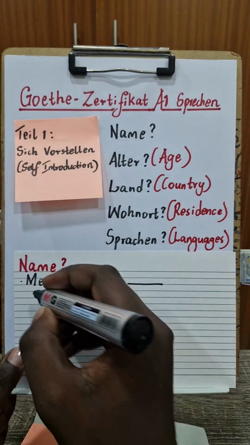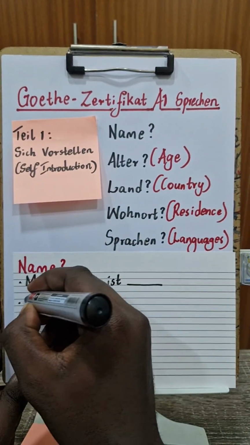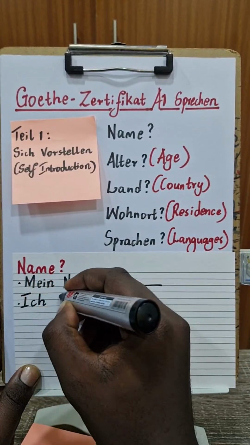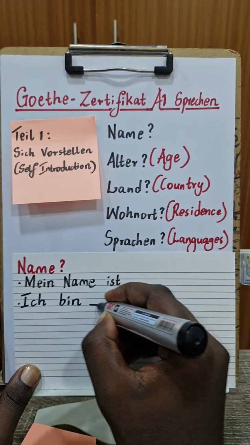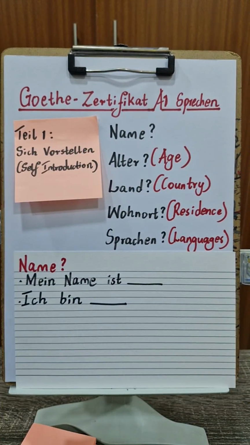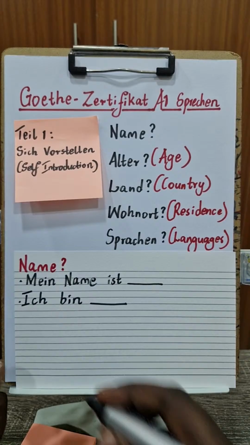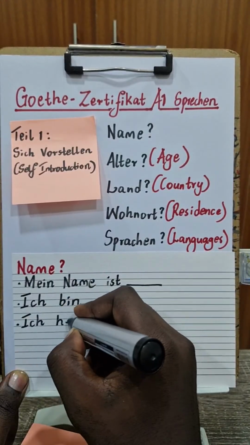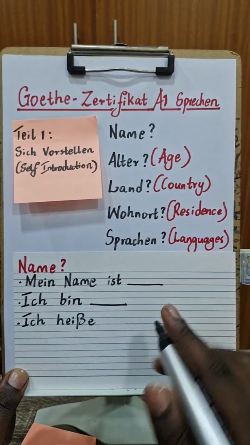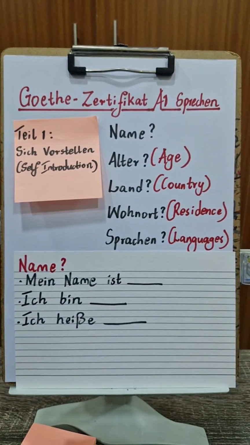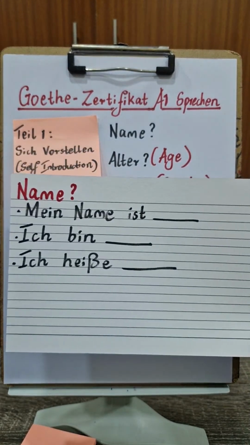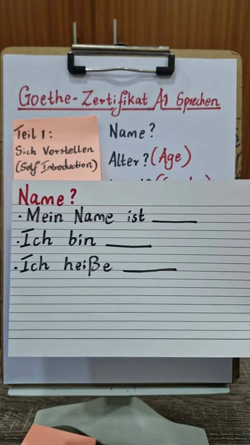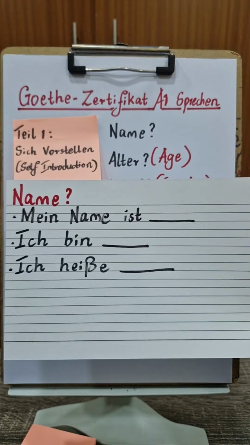Besides saying mein Name ist, the second way, just say ich bin, and then you say your name. So mein Name ist, my name is, or ich bin, I am. Now the third way, you could also say ich heiße, and then you say your name. So these are the three ways you could use in stating your name: mein Name ist, my name is, ich bin, I am, or even ich heiße, I am called.